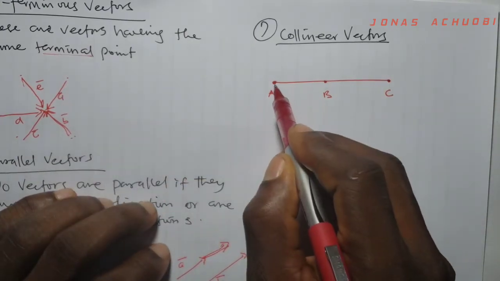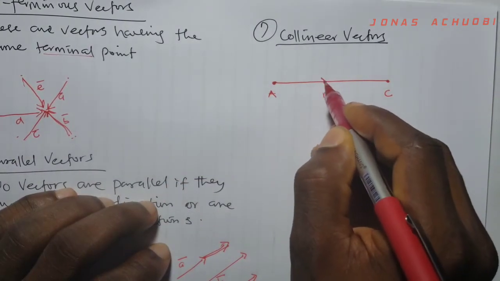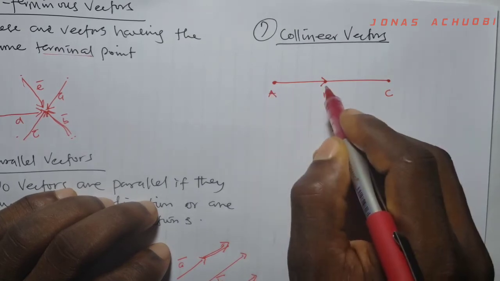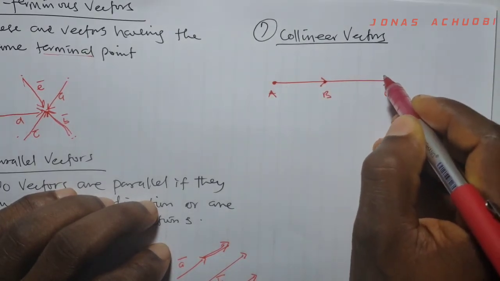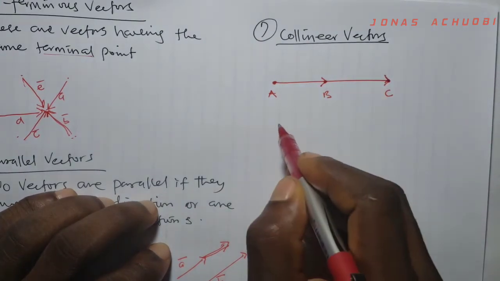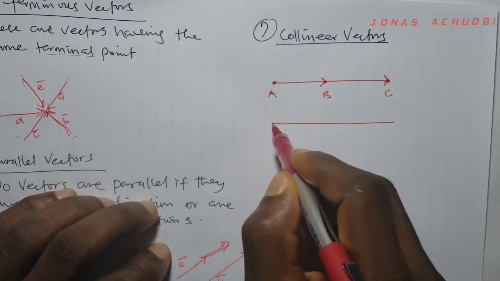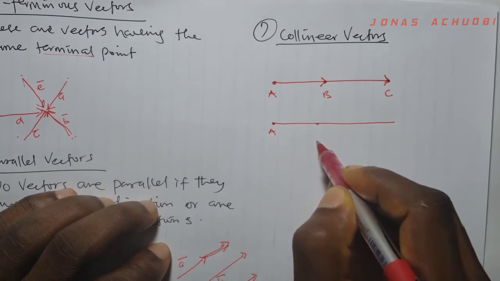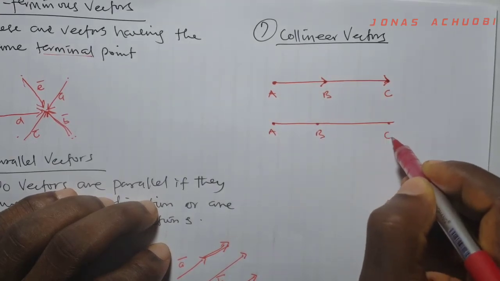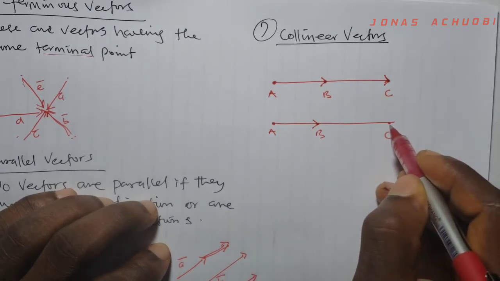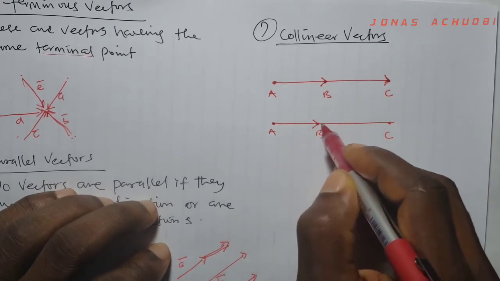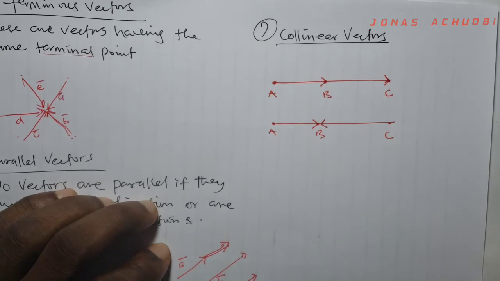Now, if for example we have from A to B a vector, the initial point is A and the terminal point is B. And from B to C, we have another vector. Point A, point B, and point C. From point A to B, we have a vector in this direction. And from C to B, we have another vector that is opposite to vector AB.